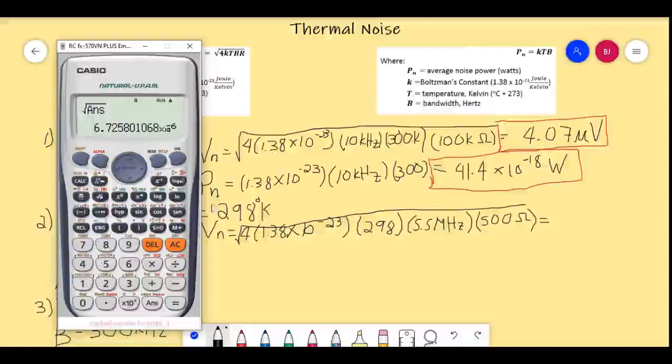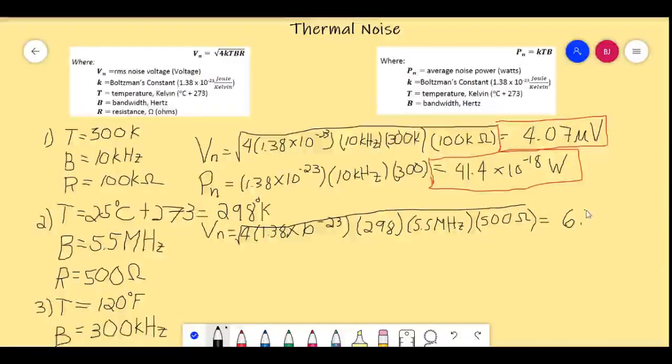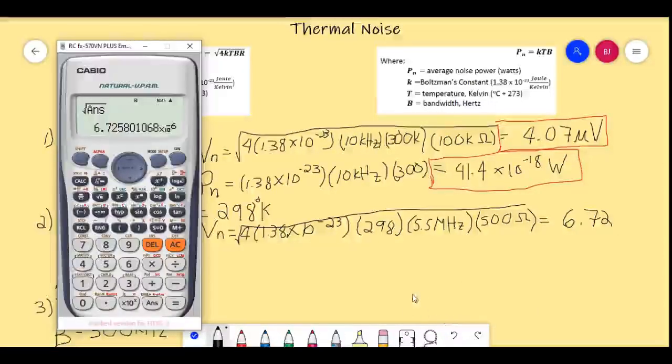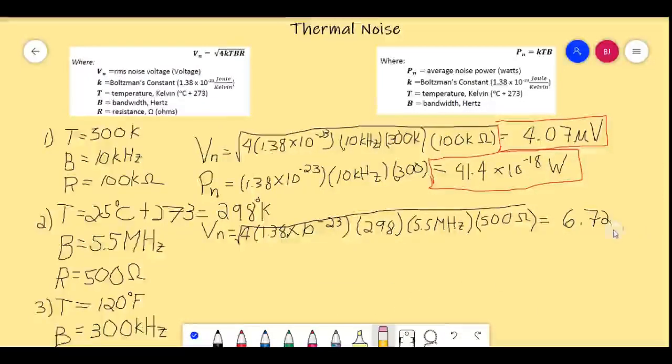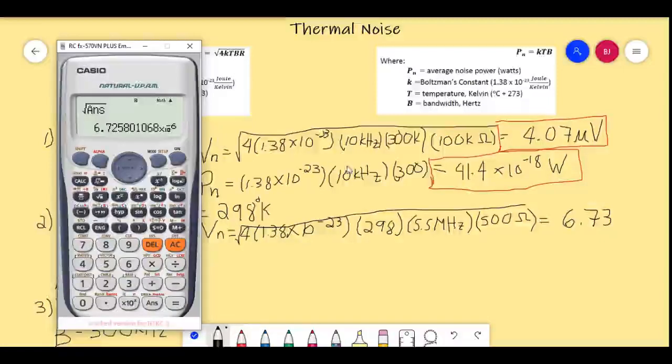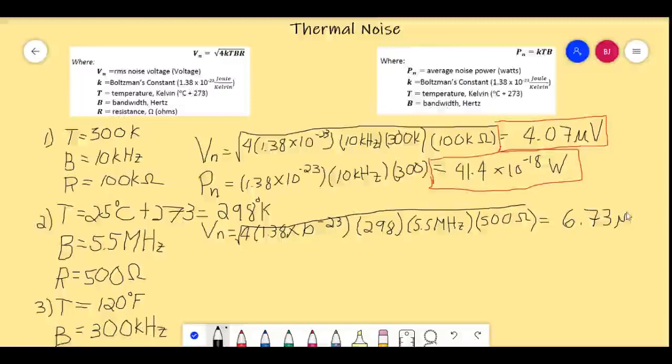As this is already negative 6, no need to press ENG. Although if you press ENG, it would still stay the same. So our answer would be 6.73, to 2 decimal places, as the 2 becomes 3 and this has 5 on its right side. And negative 6 is micro. This is voltage, so this would be in volts.